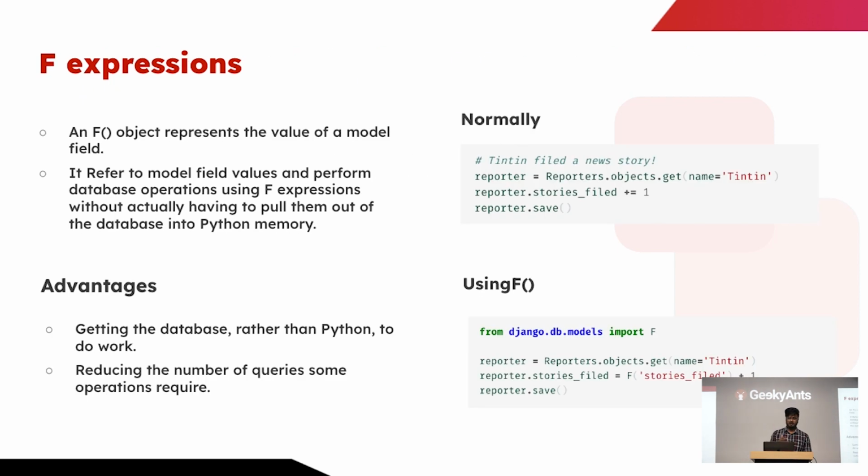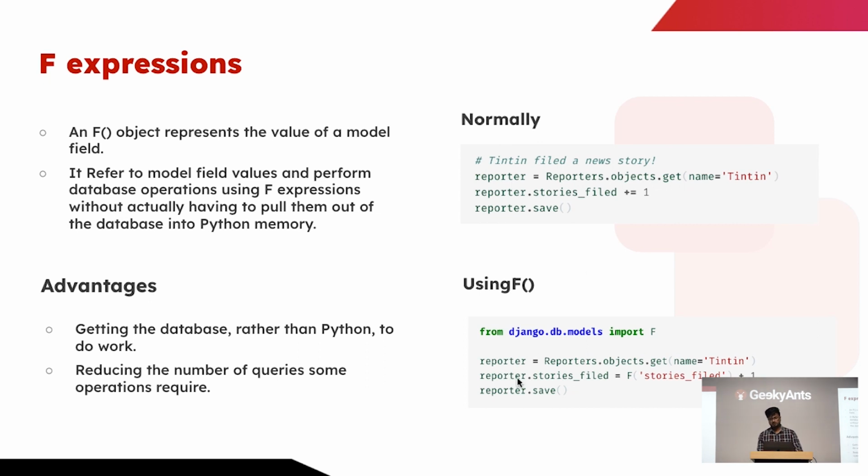So getting into F expressions a little more deeper. Okay, so there's a code example on the right side. So this code snippet is for a reporter filling in their stories, right? So if I fill in one story, the count has to get incremented. So we're just doing the same. It's pretty regular code. Dot get name, from name is Tintin, and then you increment the count and save it. So what is happening behind the scenes? So now you are getting that particular object into Python memory, incrementing that object, and then saving it.